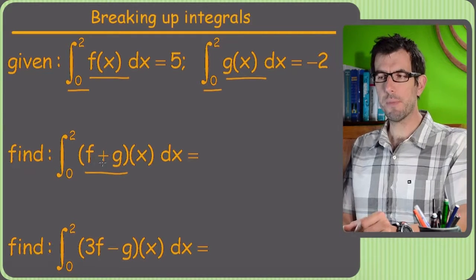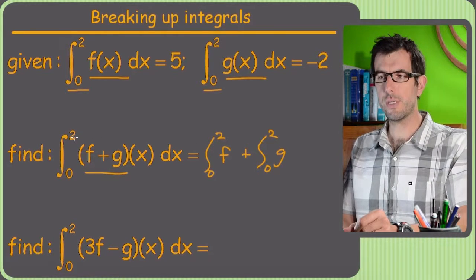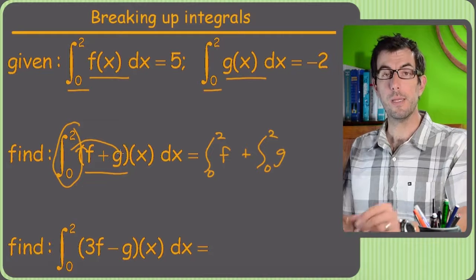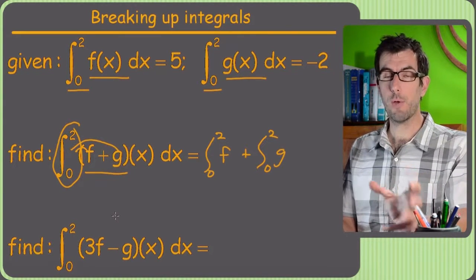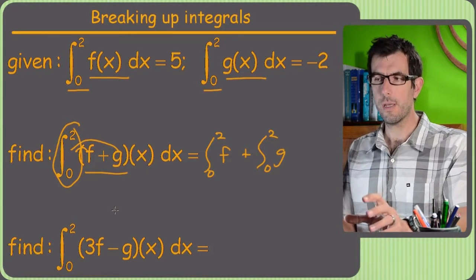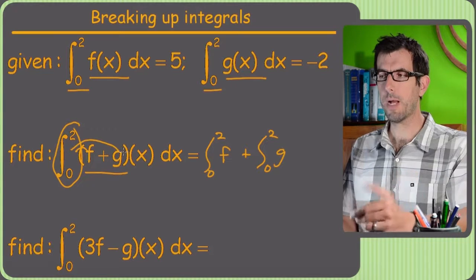If you have the integral of something plus something else, that's really the same as the integral from 0 to 2 of f plus the integral from 0 to 2 of g. We can essentially distribute the integral sign to the f and the g separately. Since they're added together, same would be true if they're subtracted. You can't do that with multiplication or division, but when two things are added or subtracted, you can do that, separate it into two separate problems.